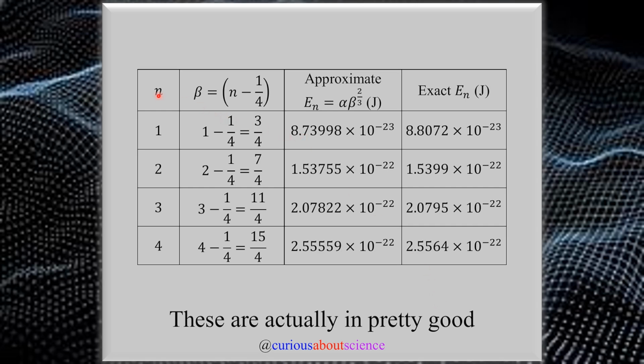As we see here, we have a column for N. So that's 1, 2, 3, 4. And beta's terms are 3/4, 7/4, 11/4, and 15/4 that we need to take the 2/3 power of. So multiplying our alpha with our beta to the 2/3, we get 10 to the negative 22 or 23, 1.5 times 10 to the negative 22, all very small.